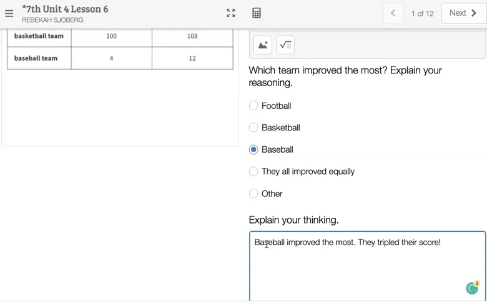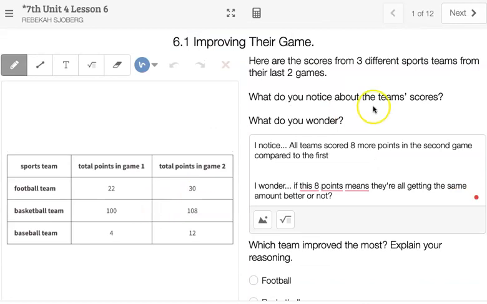I might even say, because I noticed this was about percents, they improved by 200%, actually, because they were originally 100%, then they got 8 more points, which 8 is 2 times as many as the 4, so 200% of their original was the improvement only.